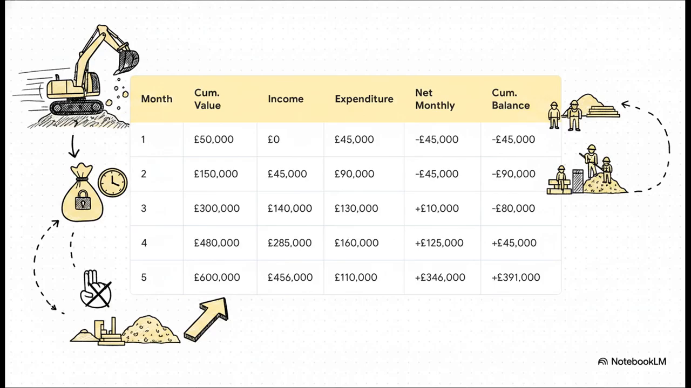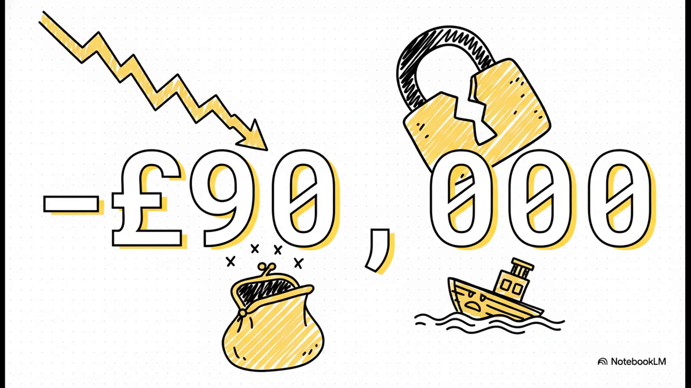Now look at month 2. They finally received 45,000, but remember, that's just the payment for month 1 minus a standard 5% retention deduction. And all the while, expenditure just ramped up to 90,000. Which leads us directly to this genuinely terrifying number, minus 90,000 pounds. This is your cumulative balance at the end of month 2. We call this the peak negative position. It's the absolute maximum financing the contractor has to secure just to survive the project.